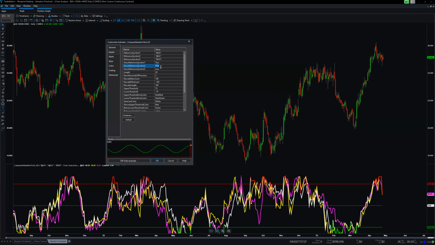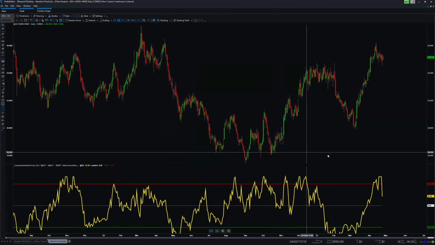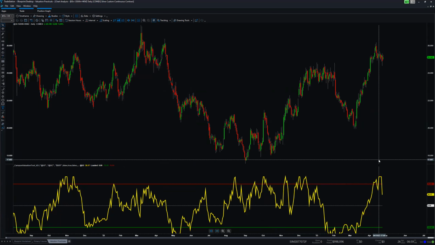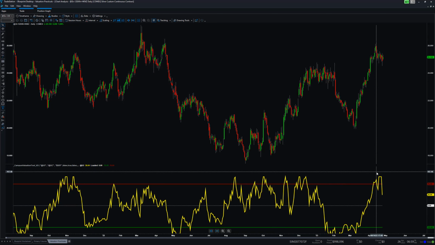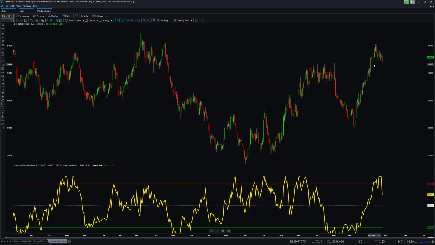But if you want to make your life very easy in the beginning, you could just put all of them to false, apart from the one you leave as true, the one that you want to use. In this case, we want to show reference symbol 2, which is gold. So what we can do is we can use gold as an ultimate storehouse of value to measure valuation on most commodities.